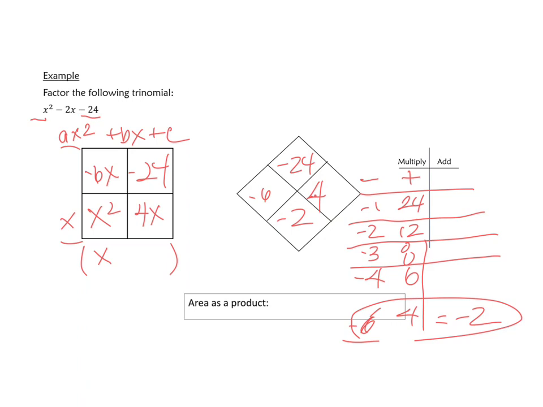X times what equals 4x? Well, x times 4 equals 4x. X times what equals negative 6x? Well, x times negative 6 equals negative 6x. So our product is x minus 6 times x plus 4.